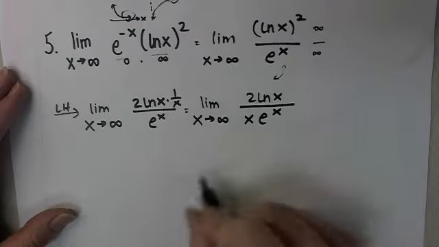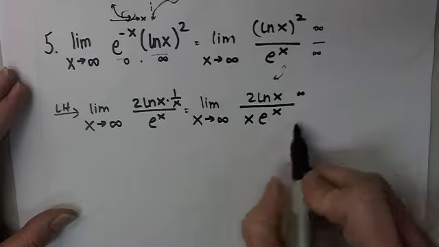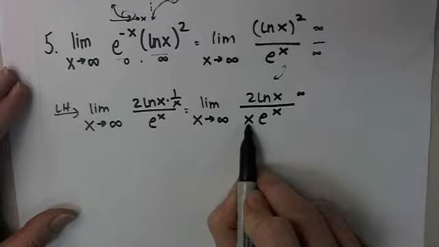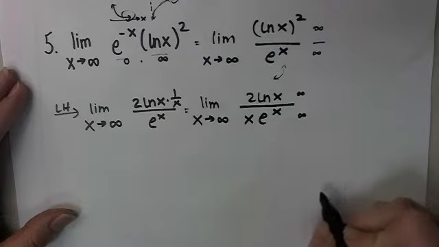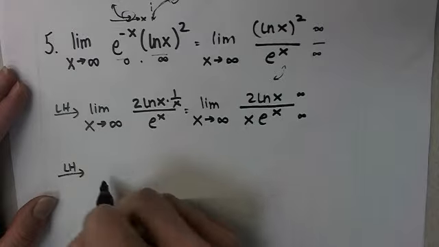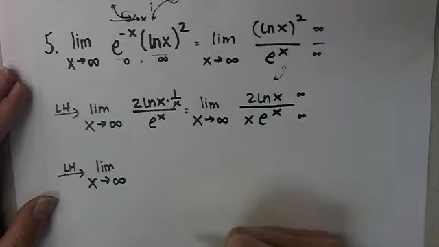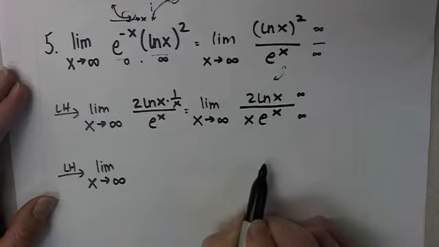Okay. When we try again, what happens as x goes to infinity? Well, 2 ln x is also going to infinity. And x times e to the x, that's a huge number times a huge number, so that is also going to infinity. So we're going to try L'Hopital again. Limit as x goes to infinity. Okay, take the derivative of the top, take the derivative of the bottom.